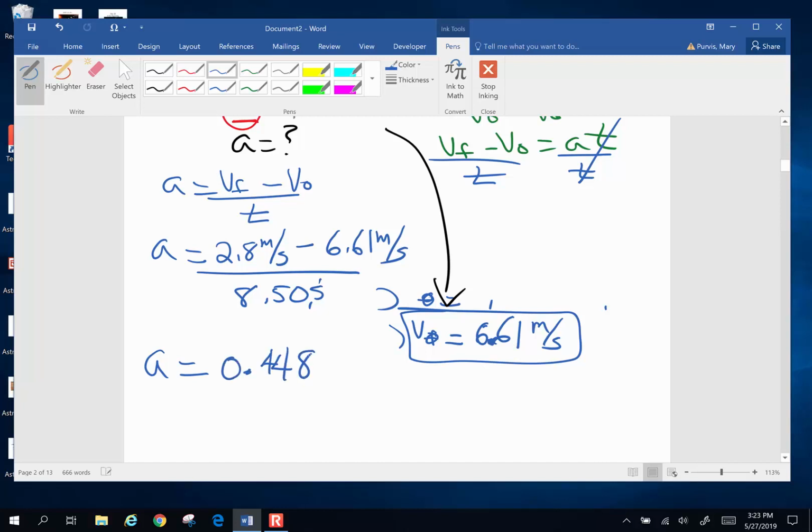0.448. And because this is final and the original is bigger, this is a negative 0.448 meters per second squared, because this vehicle is slowing. That's what that negative sign tells us.